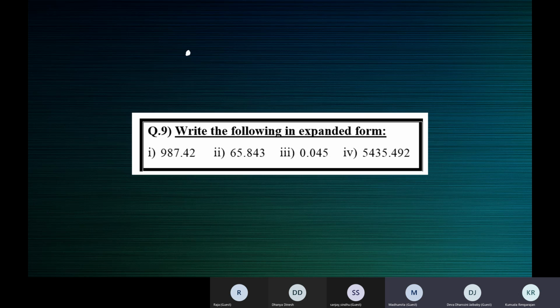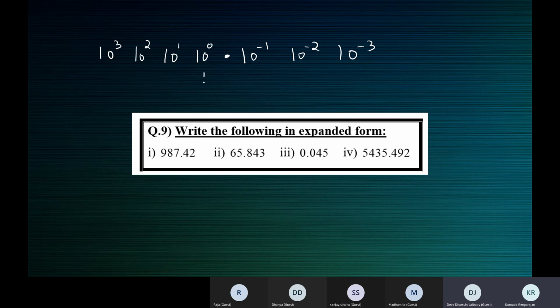Hundreds, tens, decimal point, 10 to the power 1, 10 to the power 2, 10 to the power 3, 10 to the power 4, and so on. Here it is, 10 to the power minus 1, 10 to the power minus 2, 10 to the power minus 3, and so on. Sorry, 10 to the power 0, I forgot to write here. Decimal point, 10 to the power 0, 10 to the power 1, 10 to the power 2, 10 to the power 3, and so on. After the decimal point, 10 to the power minus 1, 10 to the power minus 2, 10 to the power minus 3, and so on.